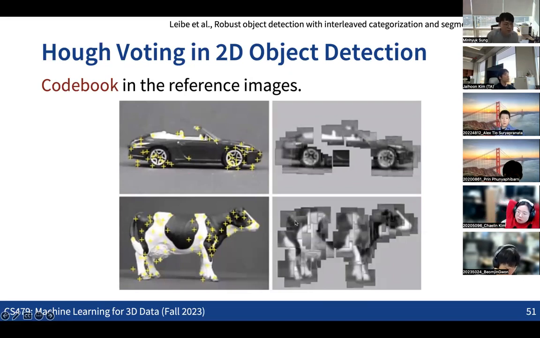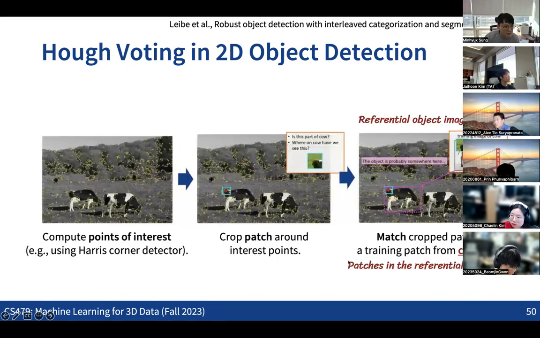So if we have this patch, then we can draw a vector to the center of the object. And this is some kind of offset vector from the local patch to the center of the object, right? So based on this information, if we match the local patch in the input image with one of the patches in the reference set, we can vote for the center of the object, right? So now we have the parameter space, which becomes the center of the object, and each of the local patches is voting for the center of the object, right?